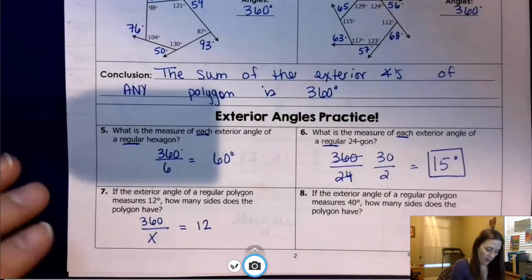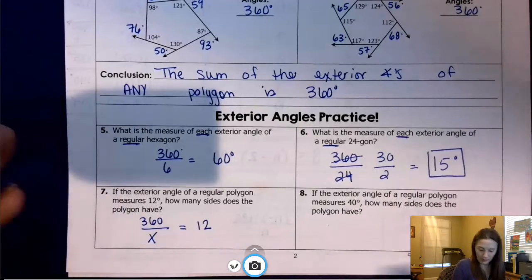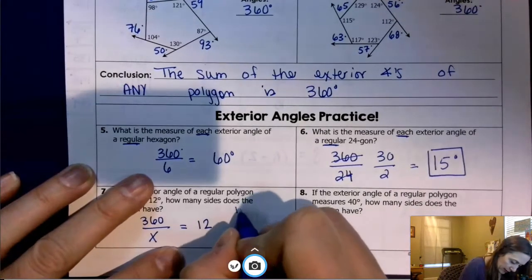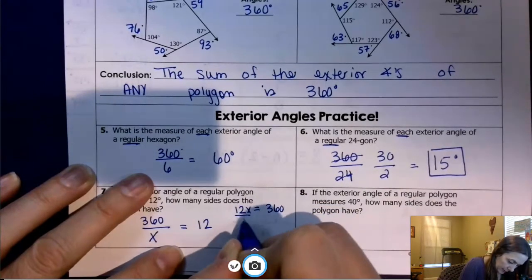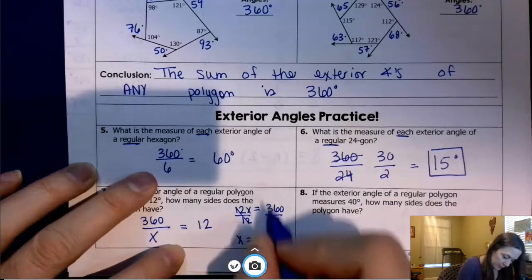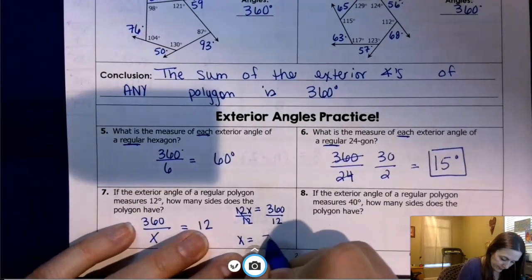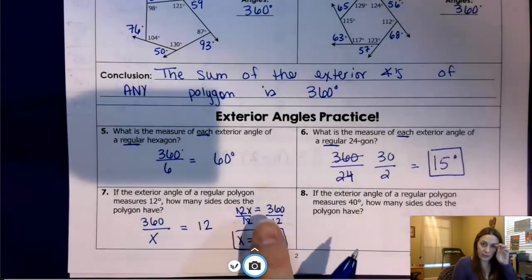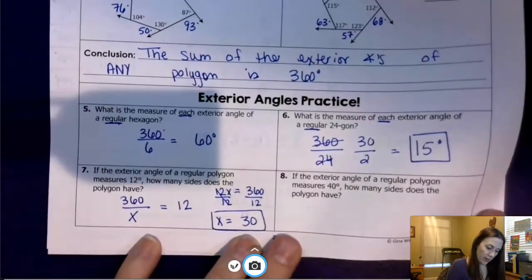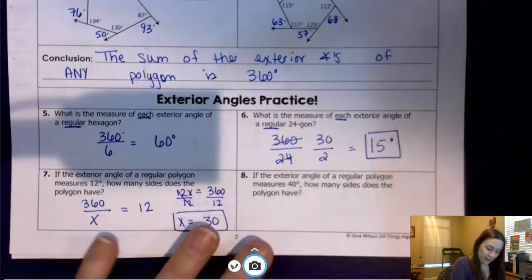Can we solve that? If I cross multiply and divide, remember you cross multiply, you end up with 12x equals 360. Divide both sides here by 12. X equals 30. 12 goes into 36 3 times, so 30. Go ahead and work this one out. Come back and check it.